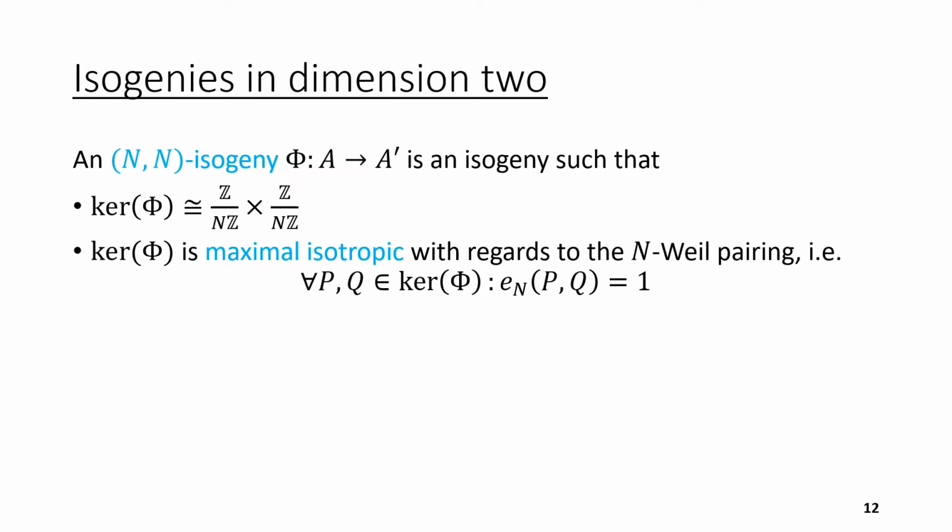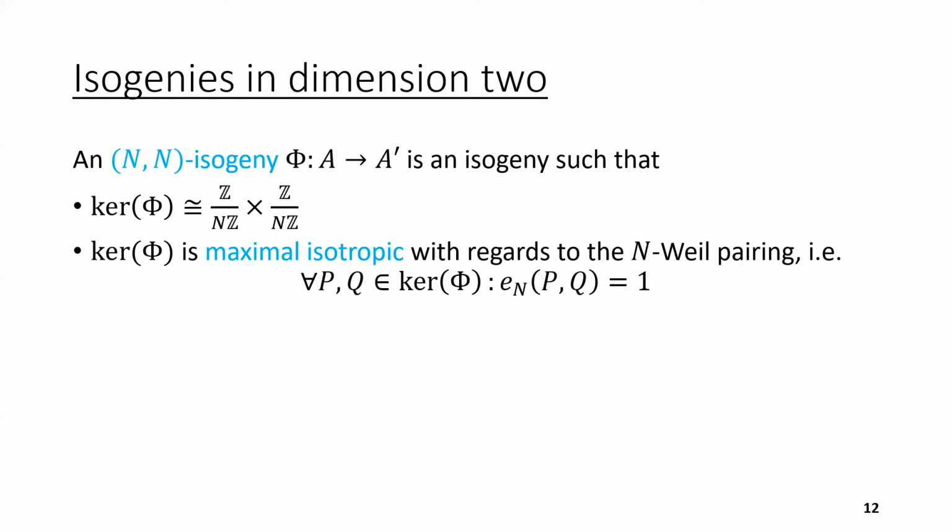But we also need this somewhat weird second condition, which is that the kernel of this isogeny needs to be maximal isotropic with regards to the N-Weil pairing. This means that all the points in the kernel need to have a trivial Weil pairing. Keep in mind, these points are again not pairs of points on elliptic curves or something, but points on the abelian surface.